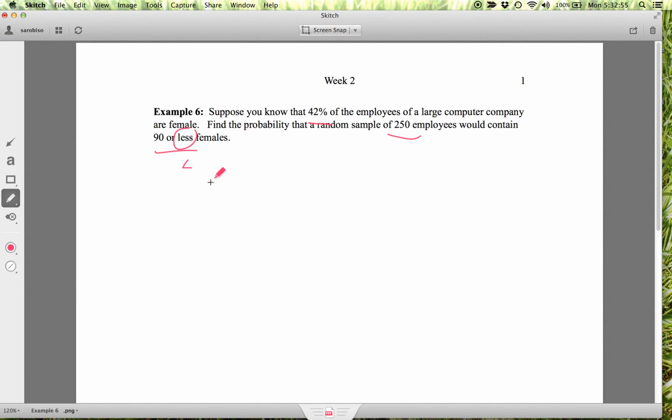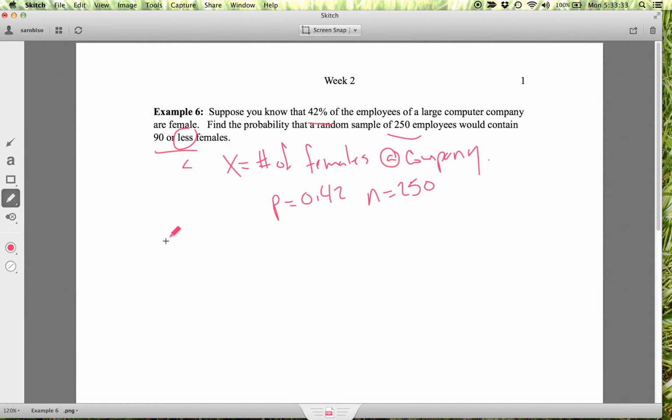Okay, so let me just digest what's going on here. Let me make a random variable. I'll call it x. Let x be the number of females employed at this large computer company. I know then that the probability of success is 42%, and the number sampled was 250. There are actually 3 ways that I know of to calculate this. Let's go through all of them.